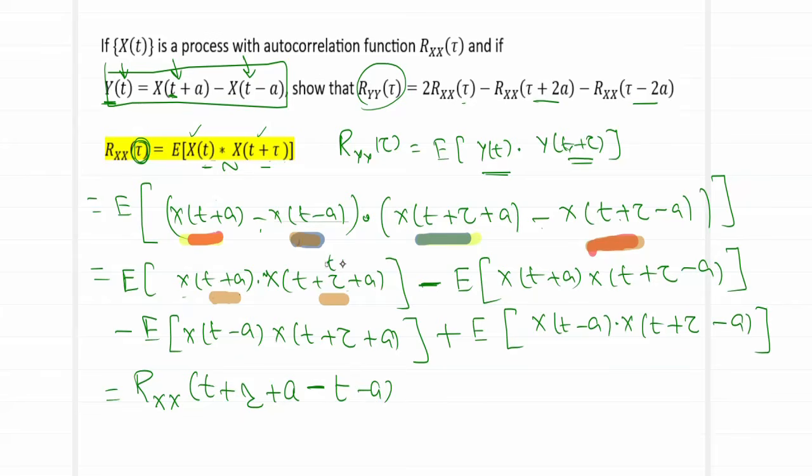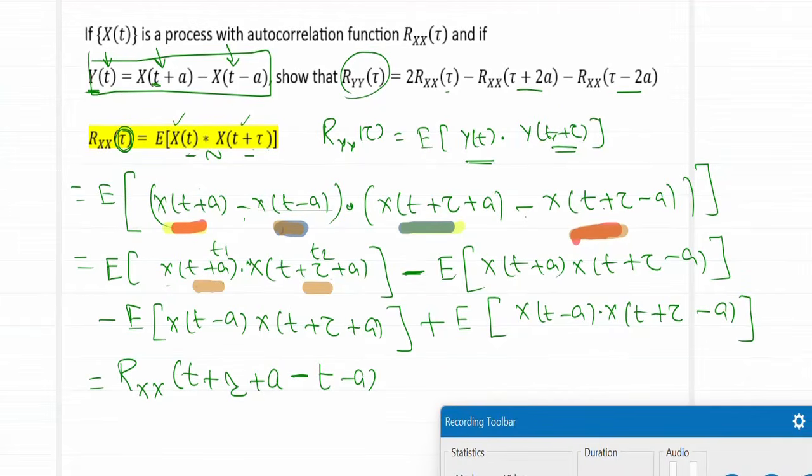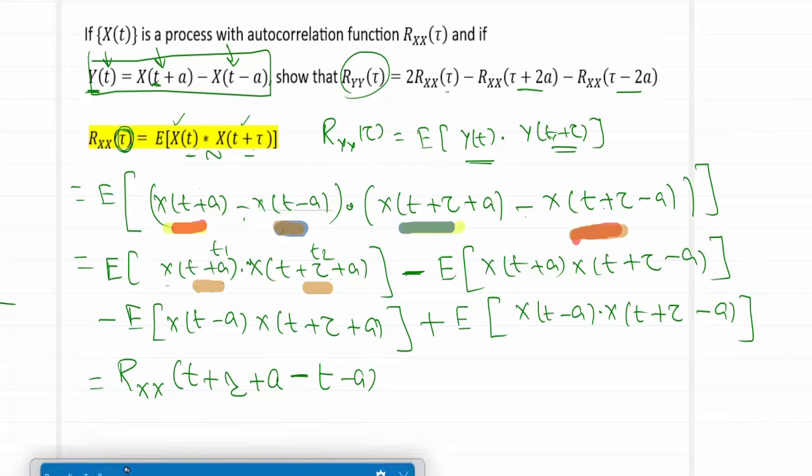So this is your time 2, this is your time 1, tau is going to be your time 2 minus your time 1. Okay, so it is T2 difference T1. So this is my tau. So find your T2 minus T1. So we have it as T plus tau plus A minus T minus A.